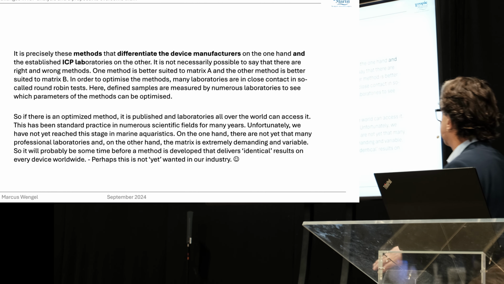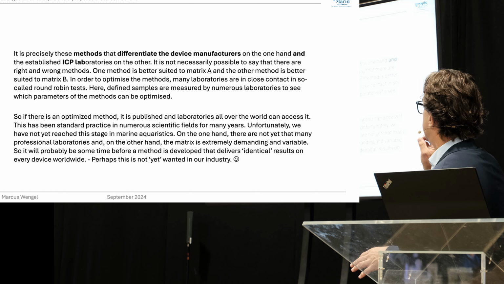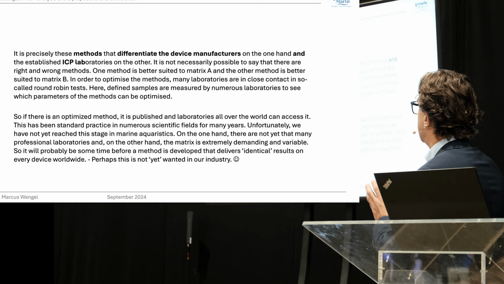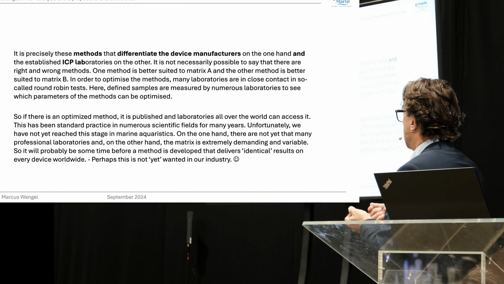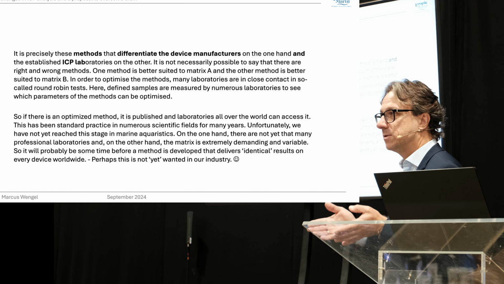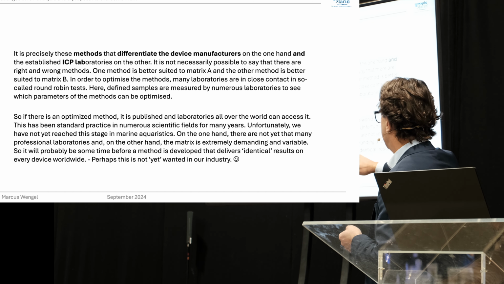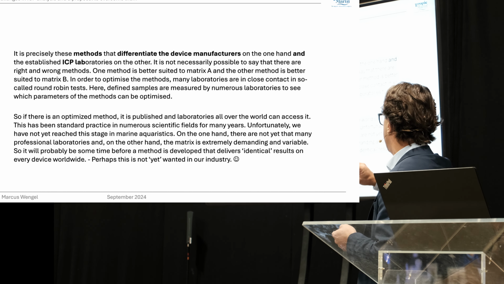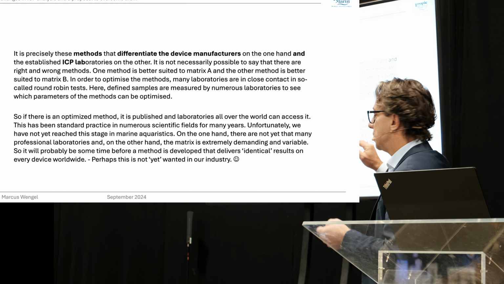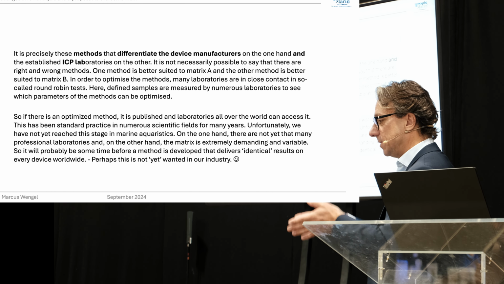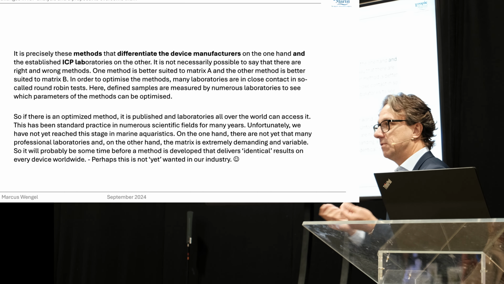So the method and the differentiation of the manufacturers is the thing which makes the difference between ICP labs. If everybody would work with the same method, everybody would get the same results, right? This is what they do in pharmaceutical industry, environmental science. They try to find one method for one matrix, then this is published, and every lab all around the world is working with the same method.